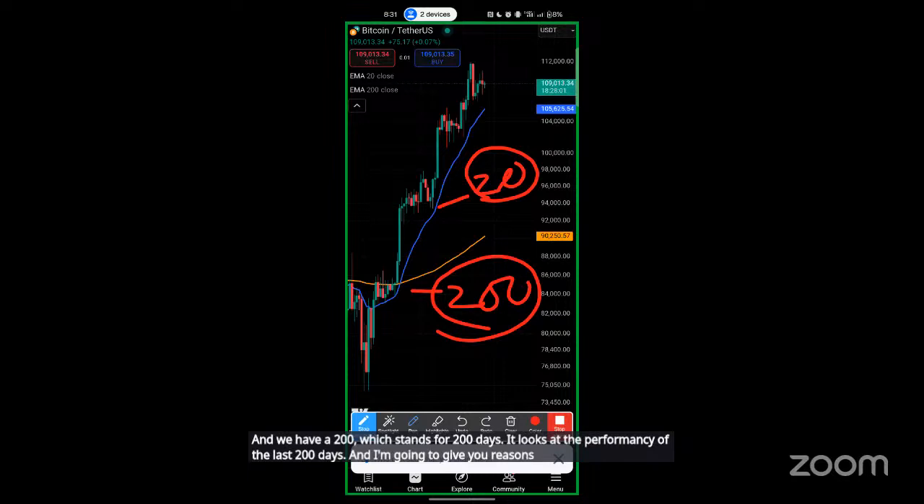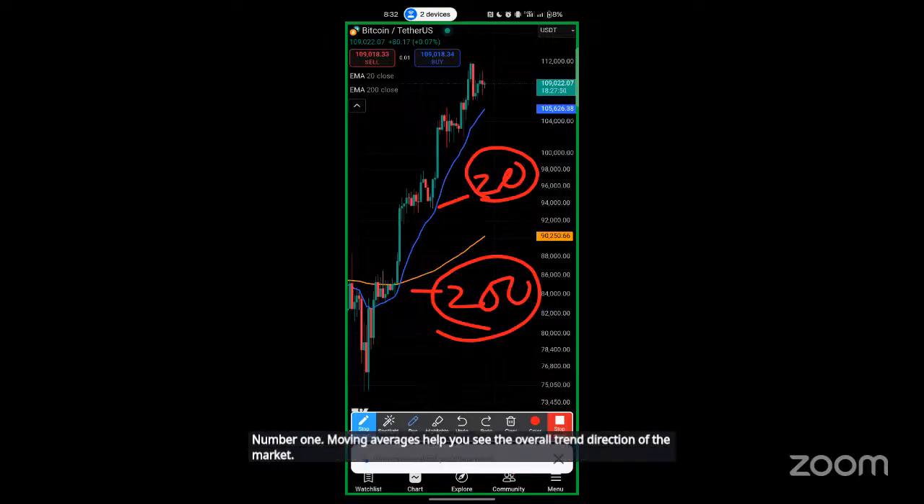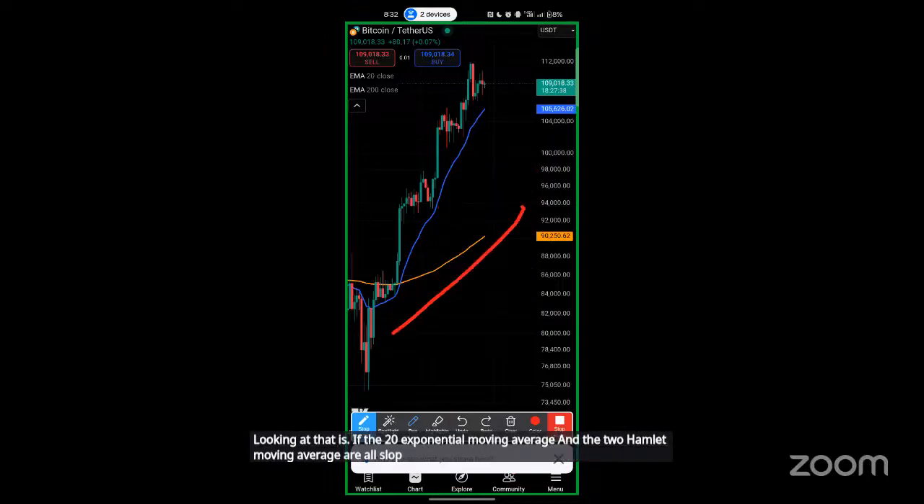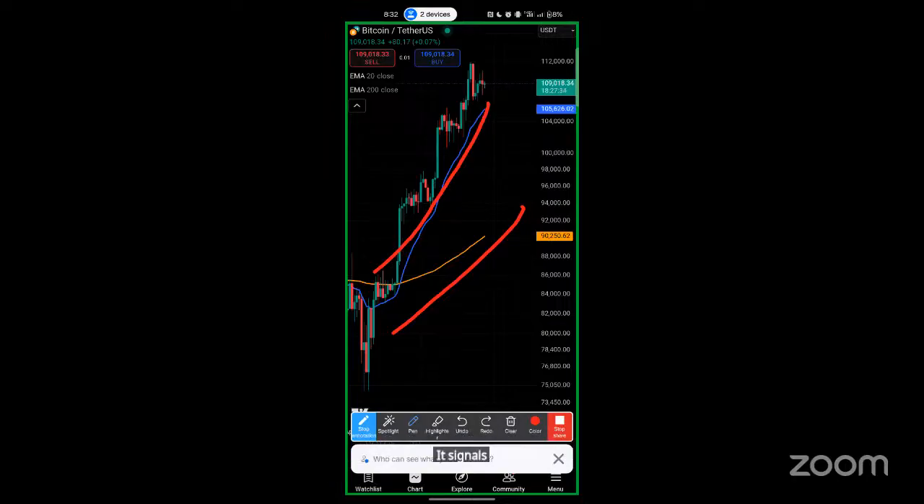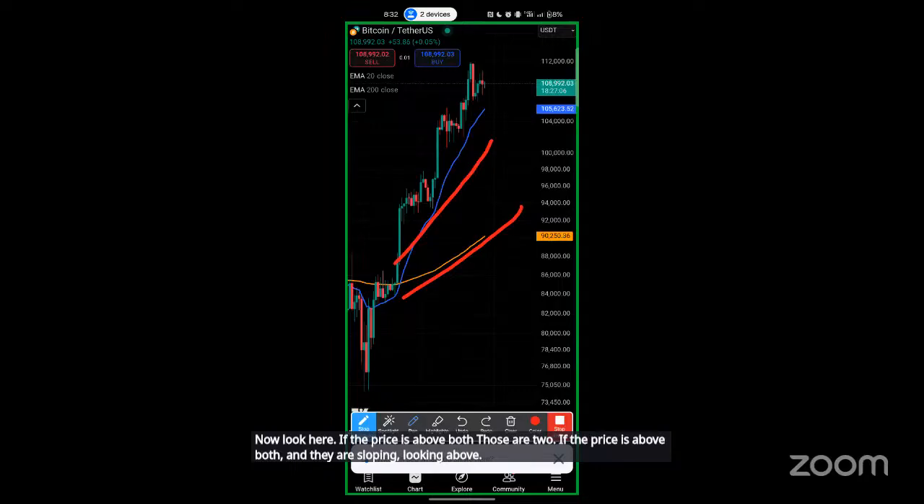And I'm going to give you reasons why I'm teaching this now. Number one, moving averages help you see the overall trend direction of the market. Look here, guys. If the 20 exponential moving average and the 200 moving average are all sloping in an upward direction like that, it signals an uptrend. If the price is above both and they are sloping upward, this coin is on an uptrend.